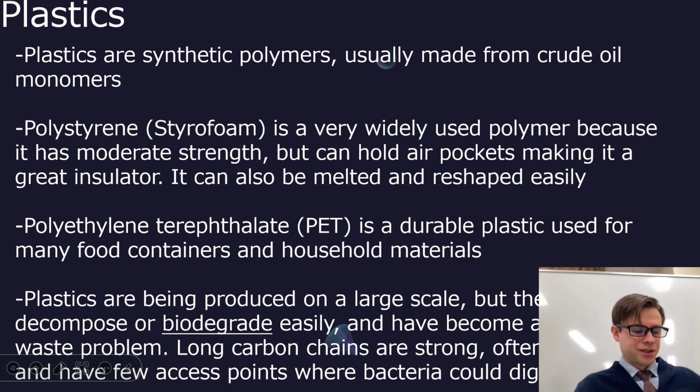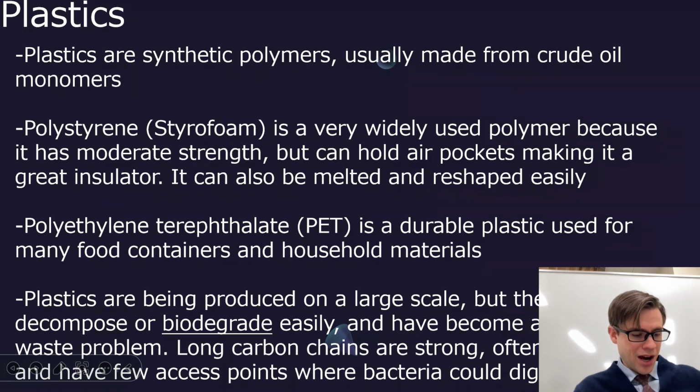So let's discuss plastics a little bit. Plastics are synthetic polymers, usually made from crude oil monomers, things like polyethene, polystyrene. So polystyrene is styrofoam. It's a very widely used polymer because it has moderate strength, but it can hold air pockets. It ends up sort of foaming up and having all this air in the structure. That makes it a great insulator because air does not conduct heat well at all. So the more air you have in a structure, the longer it will take heat to transfer through or out of a system. It can also be melted and reshaped fairly easily to make all of our food containers and cups and things.